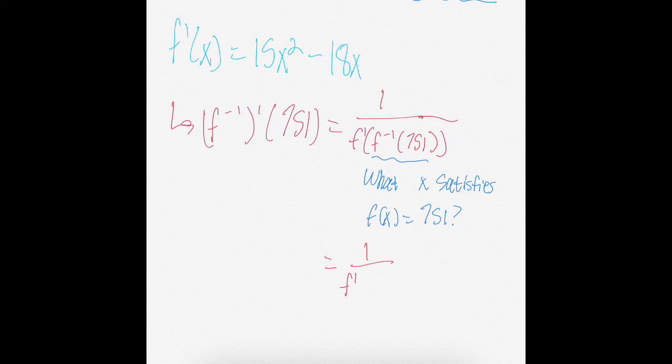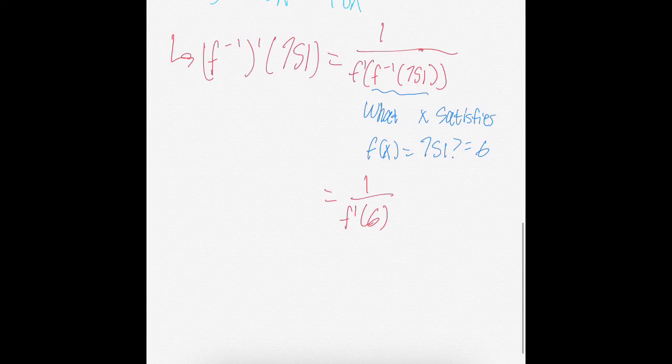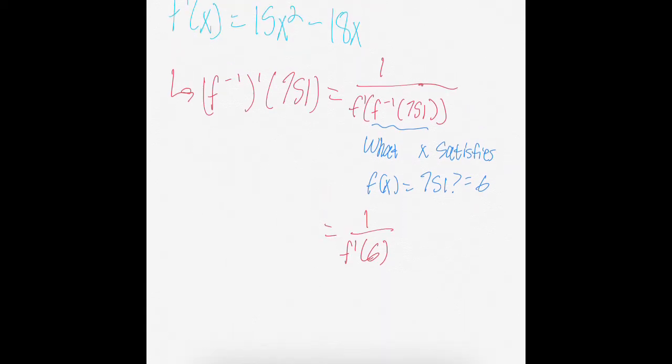So our derivative then is going to be 1 over f prime of, well, f inverse of 751 is 6. So f prime of 6. And to find f prime of 6, we just plug it into our fancy formula, which we just found. So we just found that f prime of x equals 15x squared minus 18x. So 1 over 15 times 6 squared minus 18 times 6.